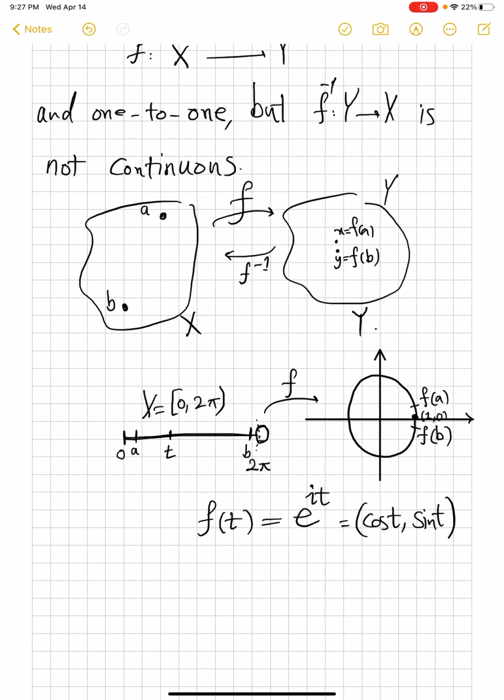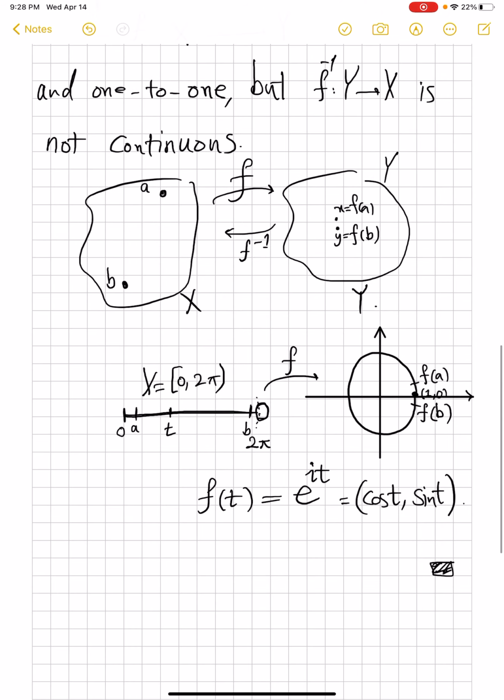And the inverse is not continuous, which we have pretty much discussed exactly why, and you can even write formulas. The difference of a and b is pretty close to 2 pi, but the difference of f(a) and f(b) is, say, delta, and you can make delta as tiny as you wish. So that counterexample shows you how important this theorem is with compactness.